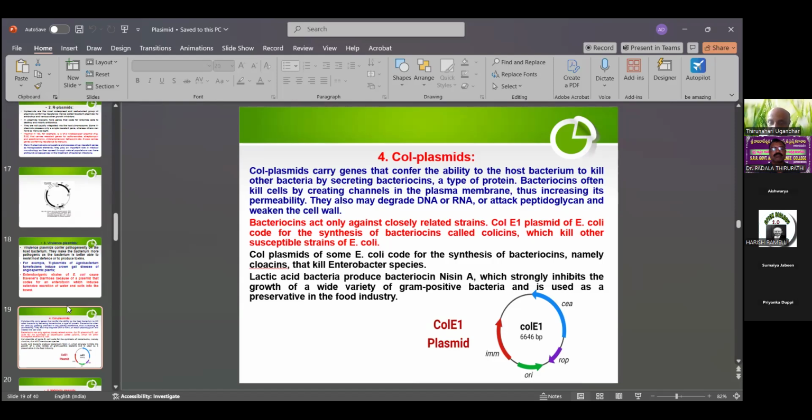Lactic acid bacteria produce the bacteriocin nisin, which strongly inhibits the growth of a wide variety of gram-positive bacteria and is used as a preservative in the food industry. So this is also a preservative in industries, for the storage of food materials. It prevents the toxic substances from being released, so the food materials are not damaged.